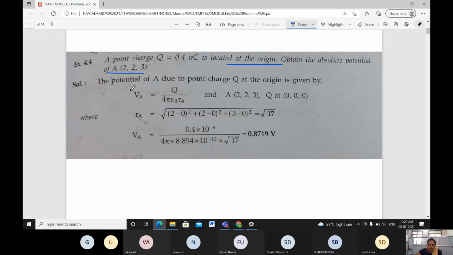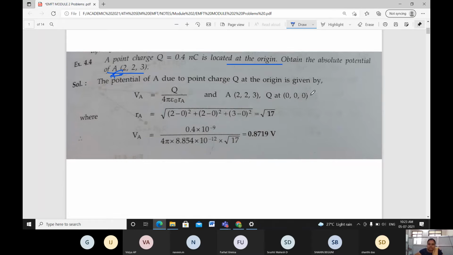Therefore, we know this equation: VA is going to be equal to, for the point location we will be finding, that's why it is written as VA. Whichever point they give us, you have to write here. That is equal to Q divided by 4 pi epsilon naught into the distance it covers, that is RA, where A is 2, 2, 3 and Q is at 0, 0, 0.